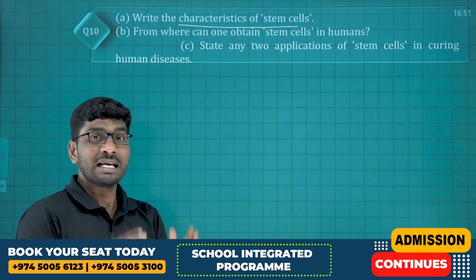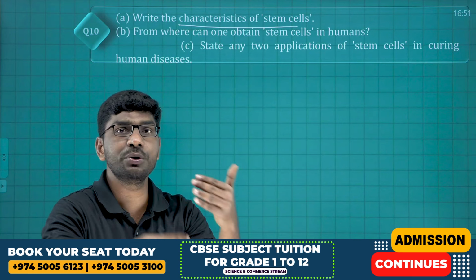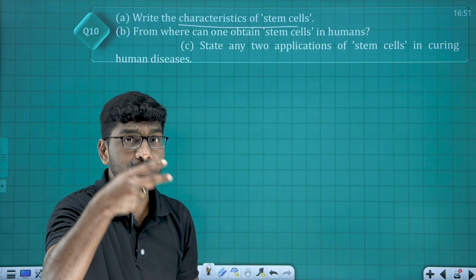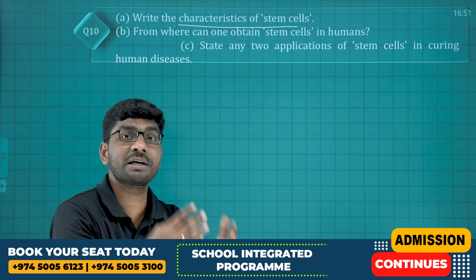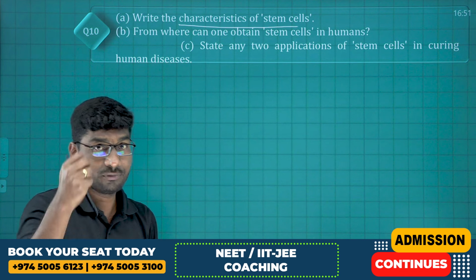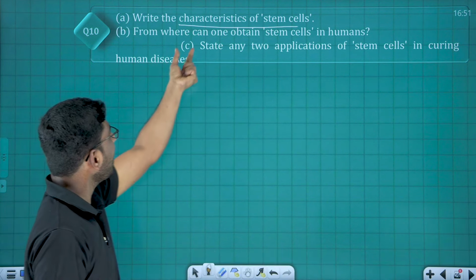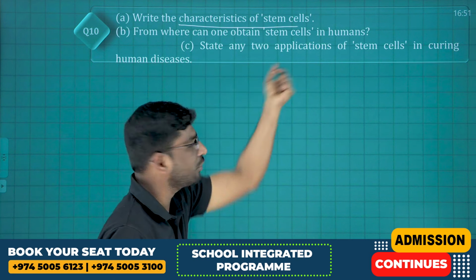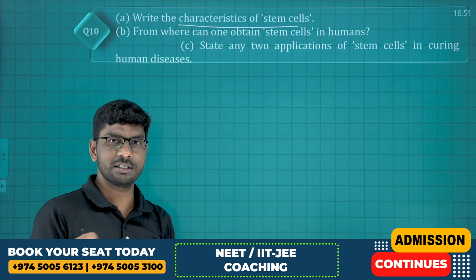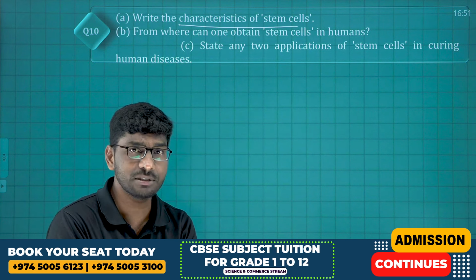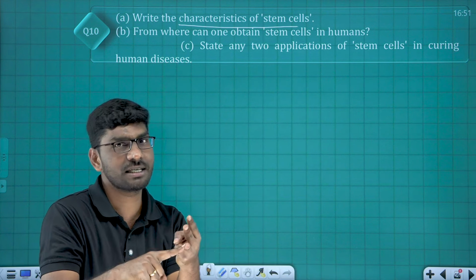Write the characteristics of stem cells. Point number 1: stem cells continuously divide and renew. Point number 2: stem cells undergo differentiation to give a particular tissue or organ. These are two characteristic features of stem cells. Number 2, from where can one obtain stem cells in humans? In humans, three different types of stem cells are given: embryonal stem cells, adult stem cells, and embryonal germ layer stem cells.